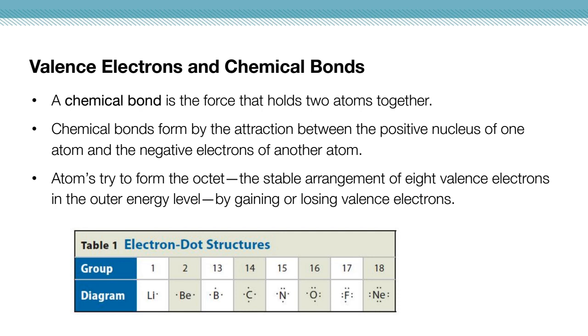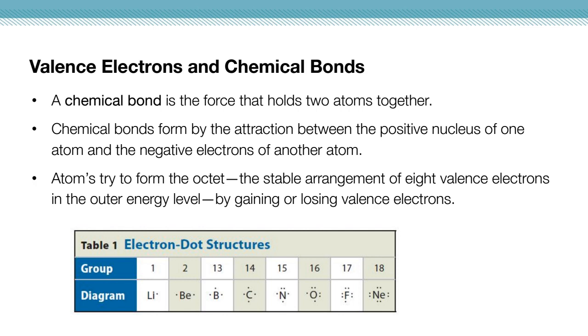So the first thing is defining what a chemical bond is. It's a force that holds atoms together, basically. Could be atoms of the same type, like two calcium atoms, could be different atoms. There's going to be a charge between the positive nucleus and the negative electrons around it.